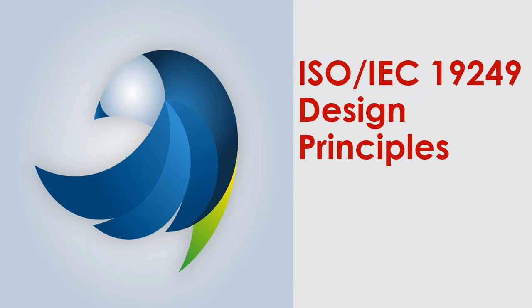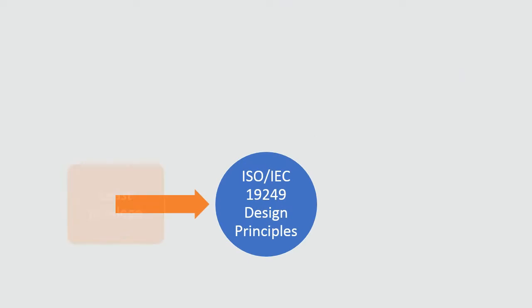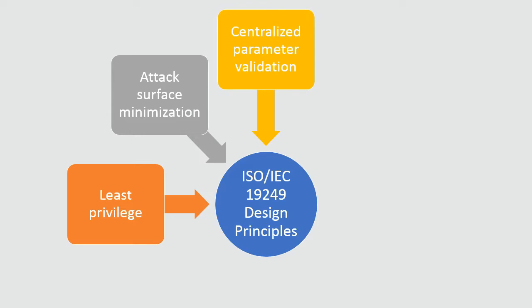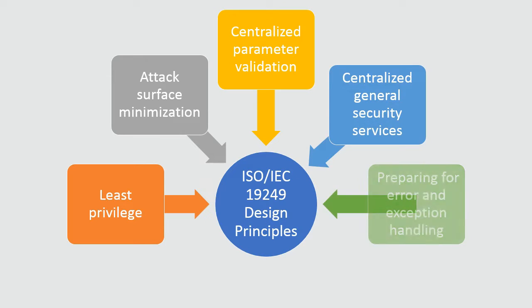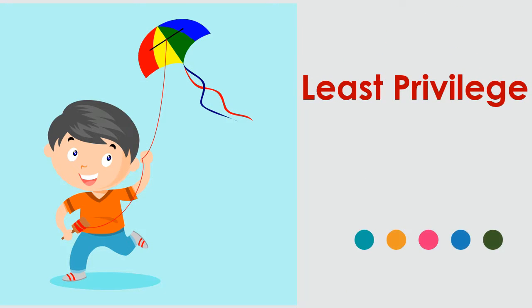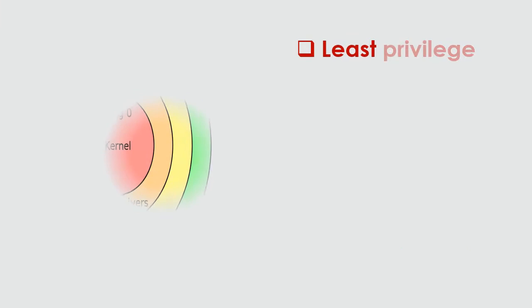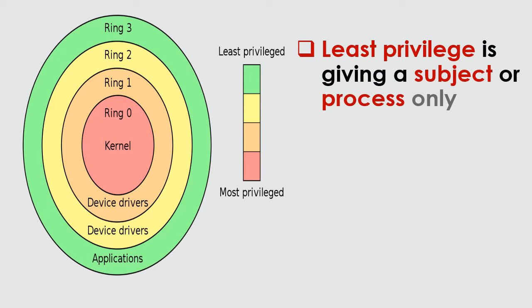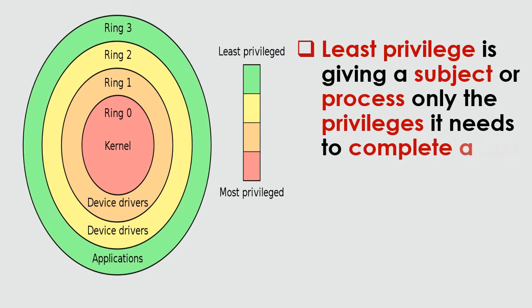ISO/IEC 19249 Design Principles. Five design principles from ISO/IEC 19249 are: least privilege, attack surface minimization, centralized parameter validation, centralized general security services, preparing for error and exception handling. Least privilege. Least privilege is giving a subject or process only the privileges it needs to complete a task.